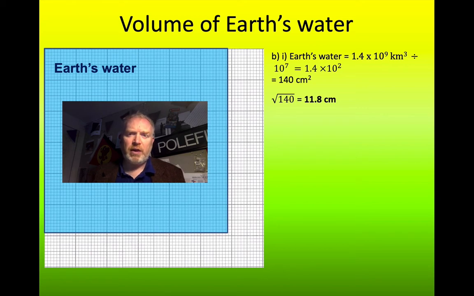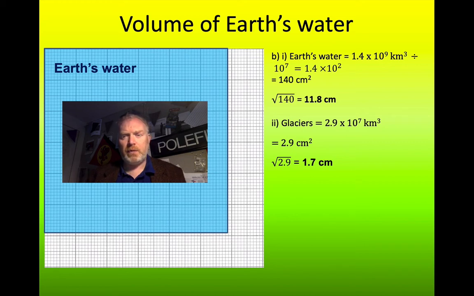I then asked you to work out how much of this is the glaciers. Now, glaciers are 2.9 times 10 to the 7 cubic kilometres. Fairly easy to work out then. Our square on the same scale must be 2.9 square centimetres. Square root that, and we have a square of 1.7 centimetres long. So you can see glaciers are really quite a small proportion of the Earth's water.